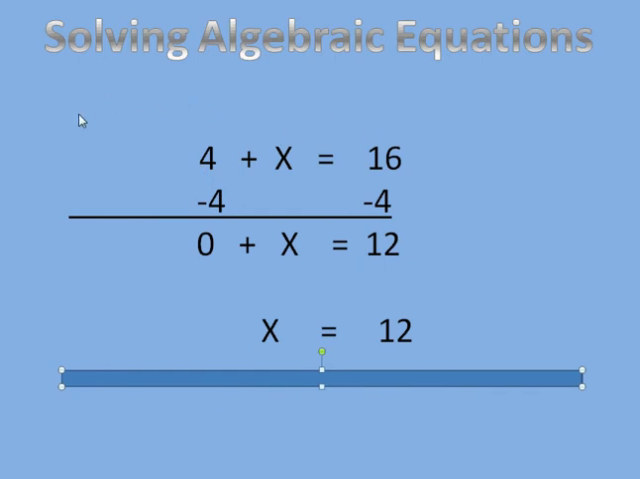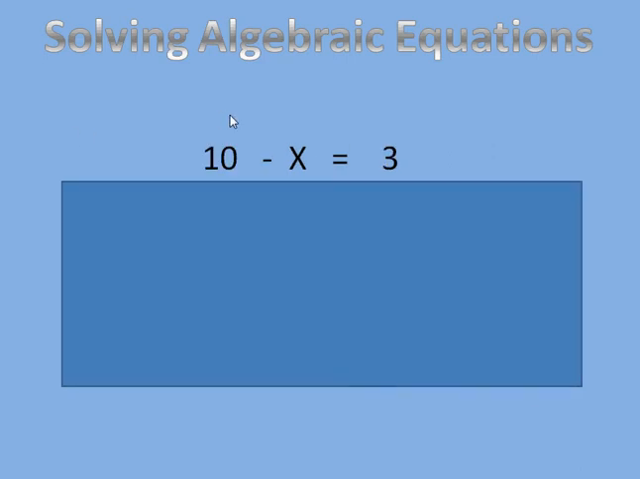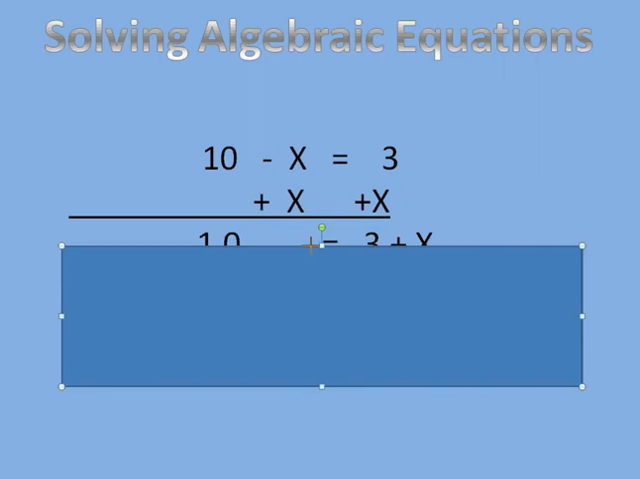Now I'm going to show you one more kind of problem. 10 minus x equals 3. Right here I'm subtracting my variable. I have a negative x. I want to have a positive x. So I'm still going to use my inverse operation. But this time, as you see, I'm adding x to it.